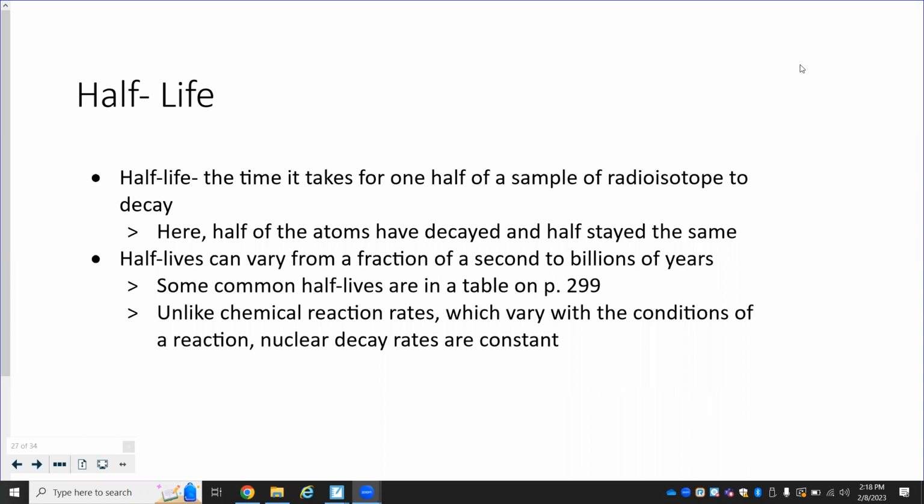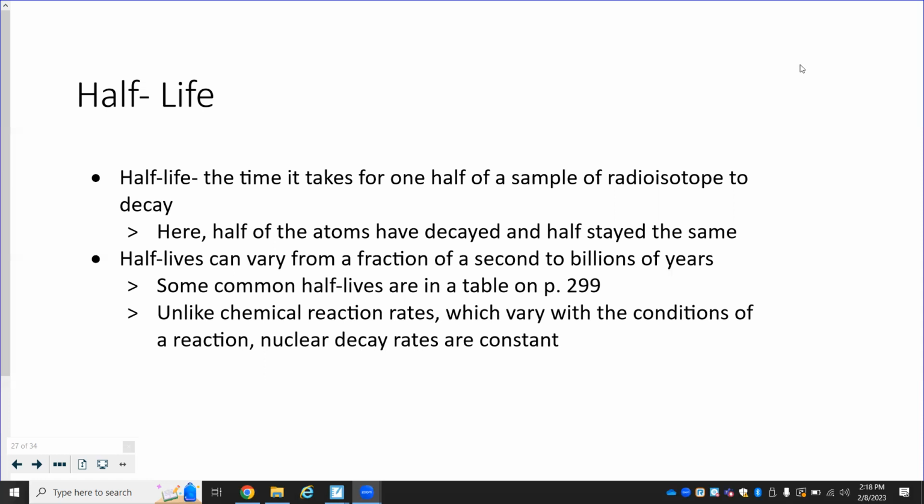All right, so let's continue on and finish up our Unit 2 notes. We are going to pick up with half-life. Half-life is a nuclear decay process, but it looks at how long it takes for something to decay. So half-life is the time it takes for 1/2 of a sample of a radioisotope to decay. And it's not that the atoms break down halfway, it's that half of the atoms have decayed and half of the atoms have not and have stayed the same.